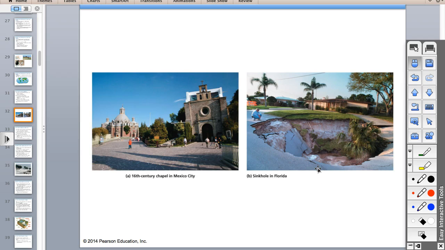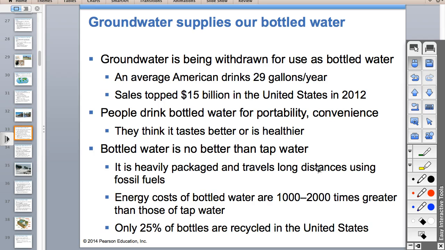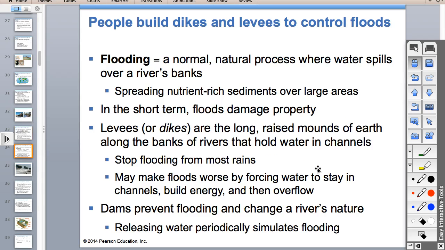Yeah, so Florida has that limestone bedrock too. Anyway, let's see, groundwater, people drink water, okay, cool. Flooding is good. It brings those nutrient-rich sediments, but it damages property, so people get sad when their house washes away. Levees help, but let's see.